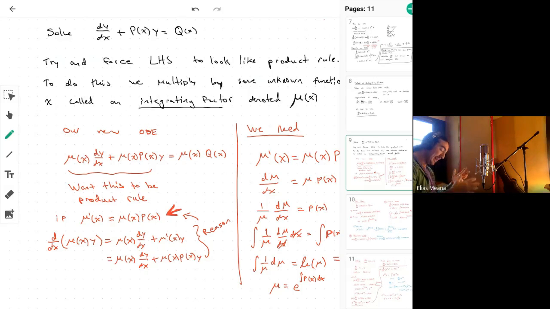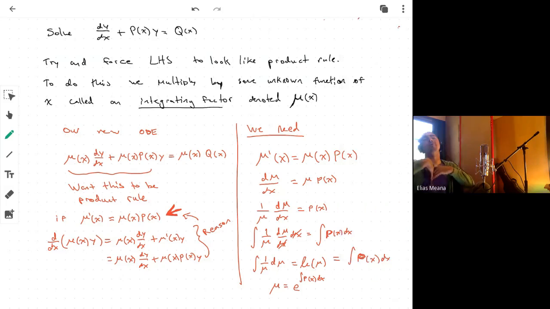What we then did is we said, what if we were to multiply this by some random function? We don't know what it is. We multiply it by the whole equation. We multiply it by something that makes it so that the left-hand side is product rule, right? If we could find such a function, then we could solve this differential equation, right?